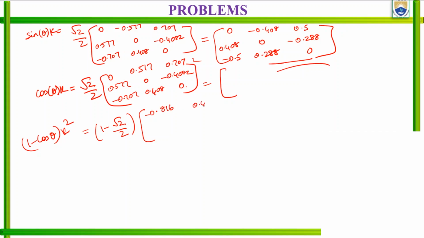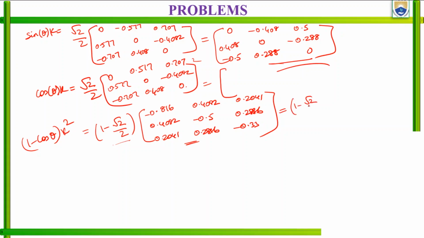Minus 0.816, 0.4082, 0.2041, 0.4082, minus 0.5, 0.2886, 0.2041, 0.2886 and minus 0.33. Right? So now with respect to these terms, we need to calculate the matrix. How will we calculate this particular matrix again?